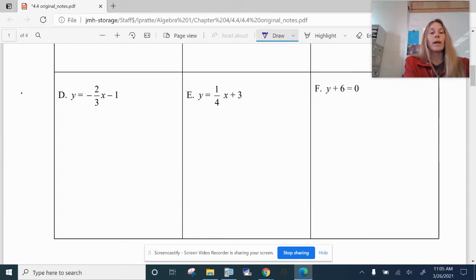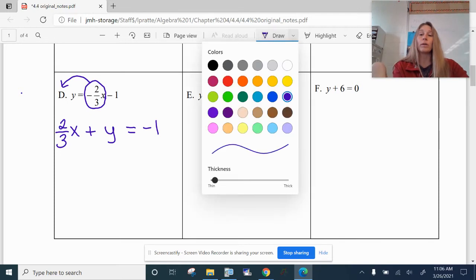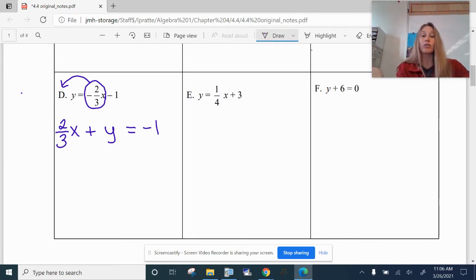Example D, again, we have the y on the left and the x and the constant on the right. So the first thing I want to do is move my x term over to the left, which will change the sign. So I will have 2/3 x plus y equals 1. Now, in this particular situation, I'm not happy with the fact that there's a fraction here, so I'm going to need to get rid of that fraction.